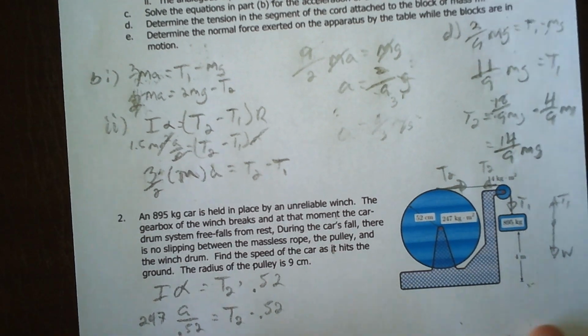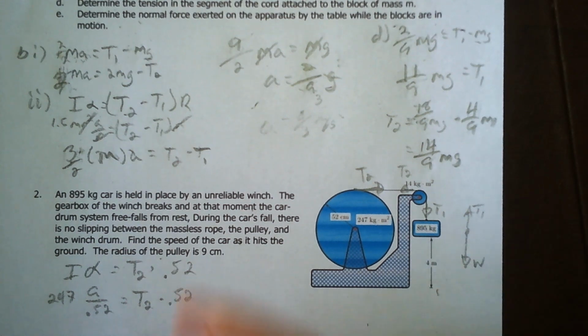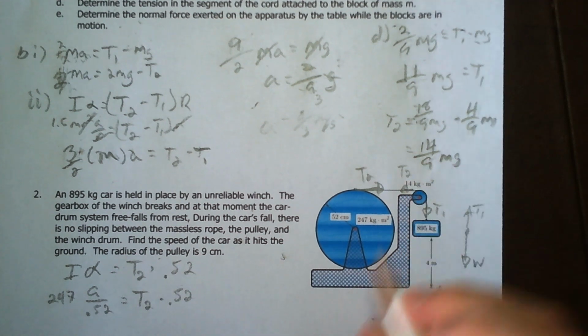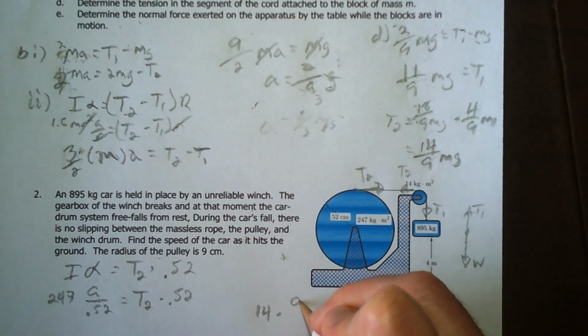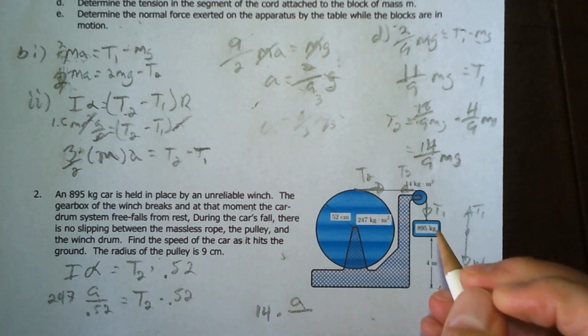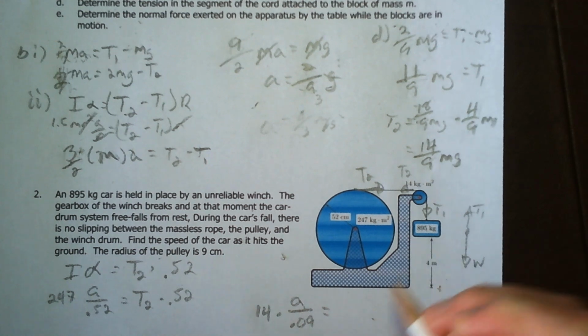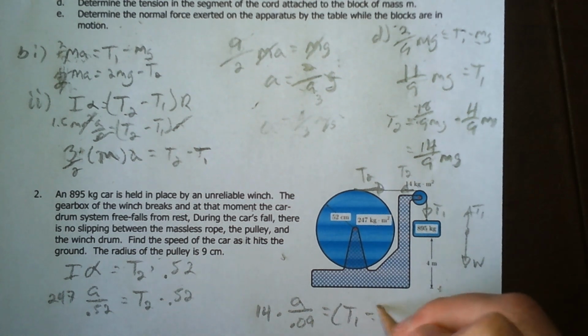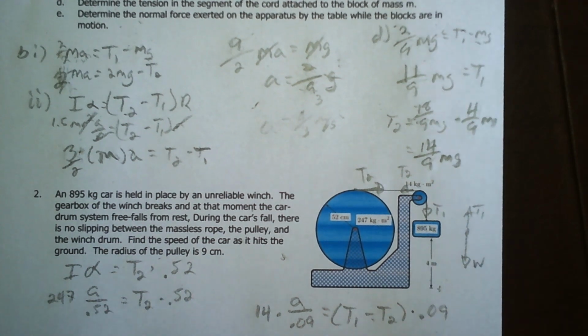So I have two unknowns. All right. Coming to this one here, this is going to be I alpha, which is 14 for I. So it's going to be 14 times A, same acceleration, over its radius, which is 0.09, equals tension 1 minus tension 2 times 0.09. So now I have three unknowns. I've got A, I have T1, T2.